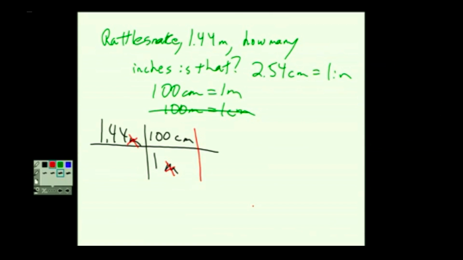Now what do I do? What am I going to do now? 2.54 centimeters is 1 inch. And the unit centimeters cancels, doesn't it? And I'm left with inches. Ms. Warren, how many inches was that? 56.7. 56.7 inches.